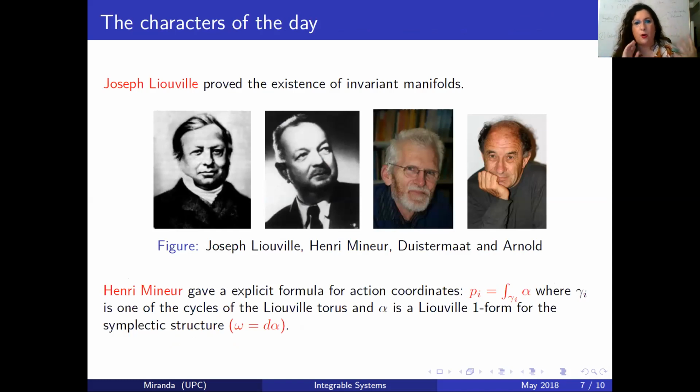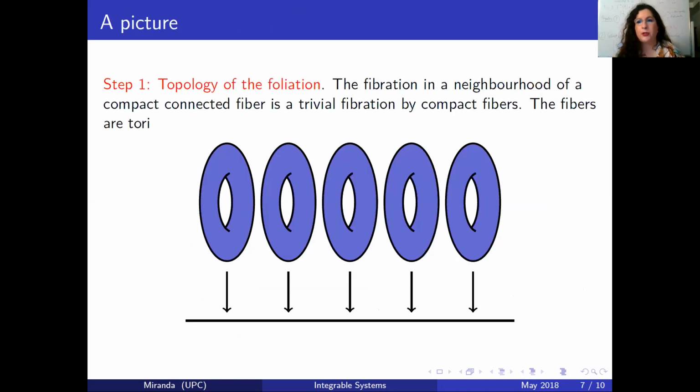And Mineur, as I recall, gave this explicit formula for the action functions, and the Liouville one-form of the symplectic structure makes sense in the neighborhood of a torus. Very good. Topology of the, so when you want to prove this theorem, the sketch of the idea to prove this theorem is the first thing is to prove that when you have one of these tori, in a neighborhood, you will have tori that are aligned in this way.